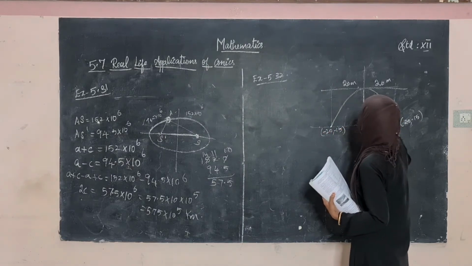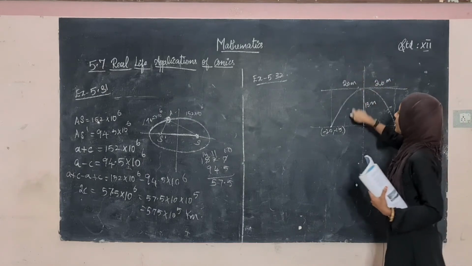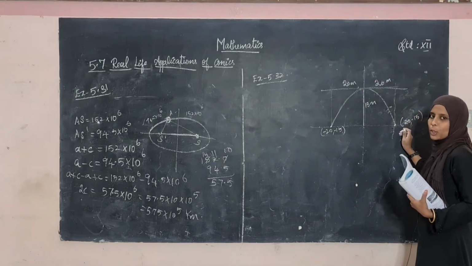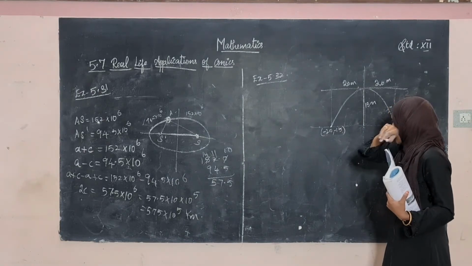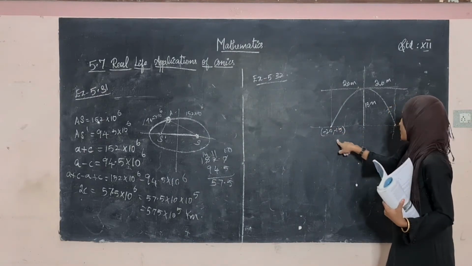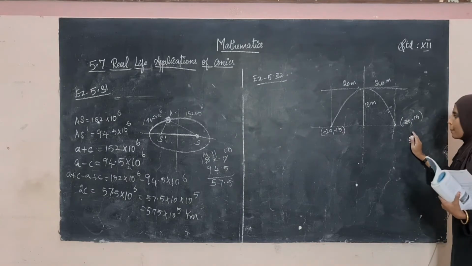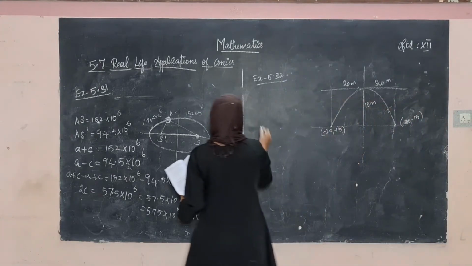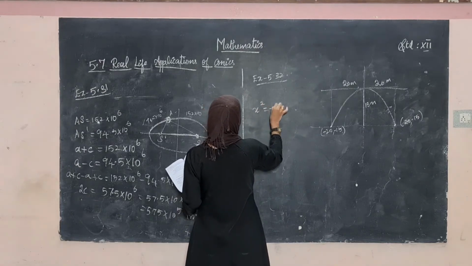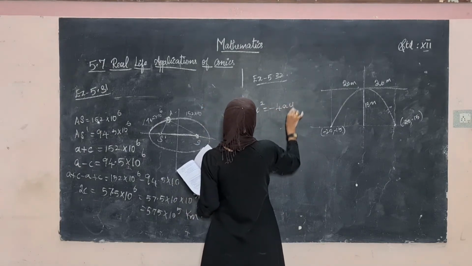This is the third quadrant and this is the fourth. First, second, third and fourth. In the fourth, x is positive and y is negative. And in the third, both the x and y are negative. Therefore, we have taken this point as minus 20 comma minus 15, and this point is 20 comma minus 15. So from the diagram, it is clear that the equation of the parabola will be x squared is equal to minus 4ay.